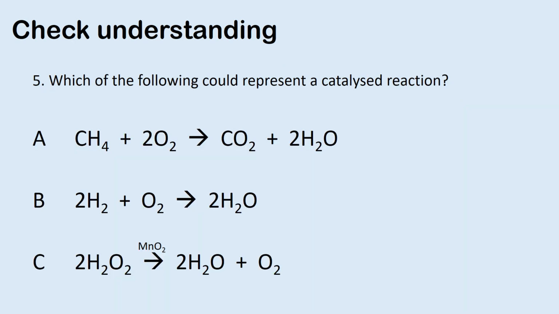Right, final one. Which of the following could represent a catalyzed reaction? Pause the video, write down your answer. Okay, well you can probably very quickly see that the answer would be C. Why? Well, because it contains this MnO2 that is on the arrows. That doesn't get involved. It's not a reactant or a product. It doesn't change in terms of quantity. So therefore, that is going to be your catalyst.